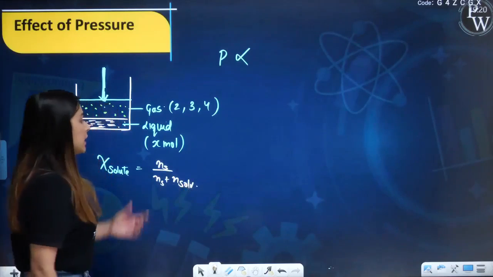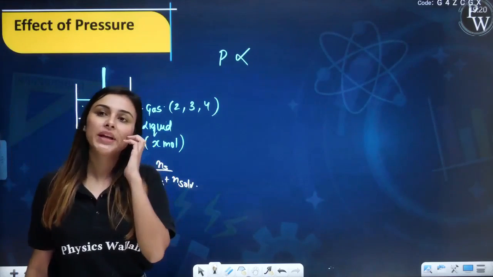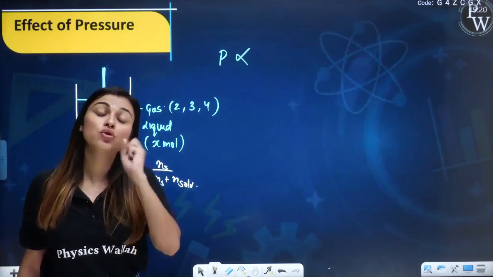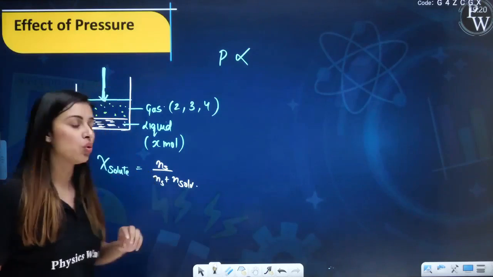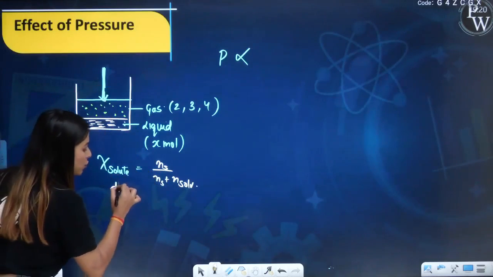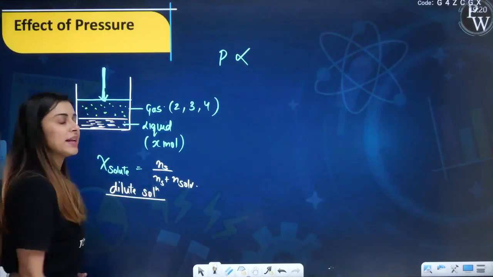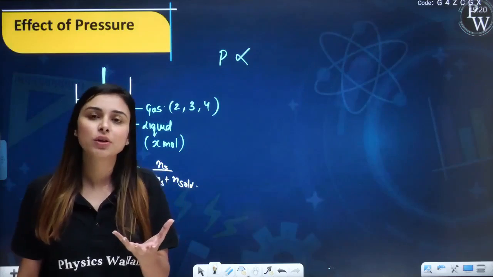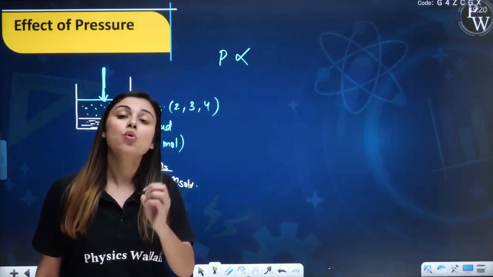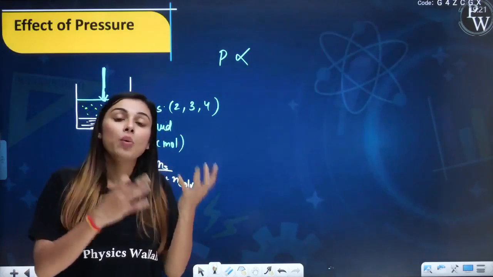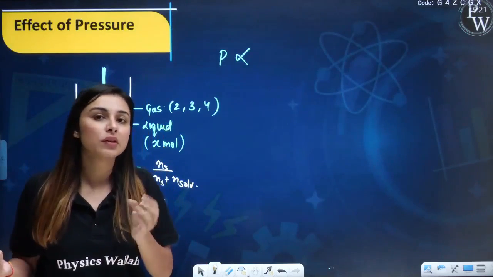Now you know that whenever you take a solution, you generally take a very dilute solution. We generally talk about dilute solutions. So if we are talking about dilute solutions, it means that the moles of your solvent are very much more than the moles of solute.